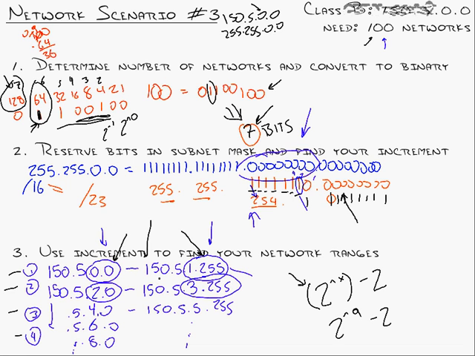If you don't have a calculator in front of you, you can say, okay, well, I know 2 to the power of 7 is 128. You know where that leaves off. So 2 to the power of 8 is 128 times 2. That's 256. 2 to the power of 9 is 256 times 2, and that is 512. It'll take a little extra math if you don't have a calculator, but that will be able to tell you how many hosts per subnet you have.